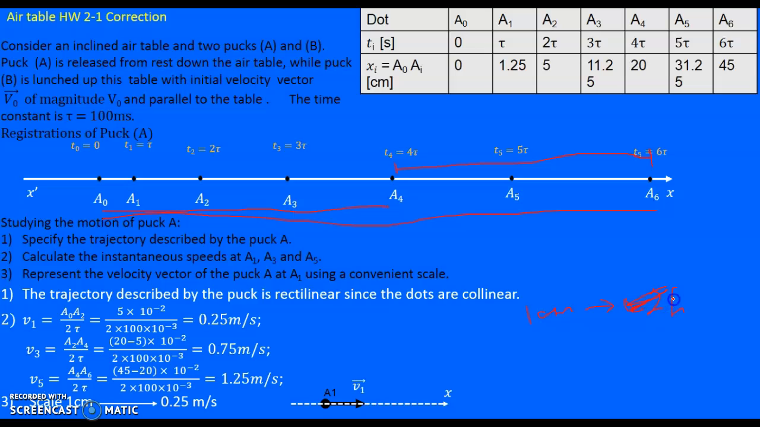If you take another scale, for example, every 1 centimeter is equal to 0.1 meter per second, then how long is 0.25 meters per second? You do the cross multiplication. We find that 0.25 times 1 centimeter over 0.1 meter per second is going to be 2.5 centimeters. So you draw starting from A1 2.5 centimeters to the right. How did we know that it is moving to the right? It's represented in the given.